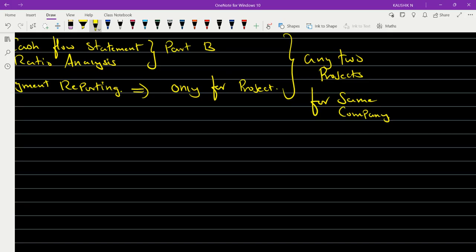Even in this, there is no hard and fast rule, and it is never mentioned that you are not supposed to change your company. You can do it, but still, I particularly insist that if you go with the same company, you will have better clarity.